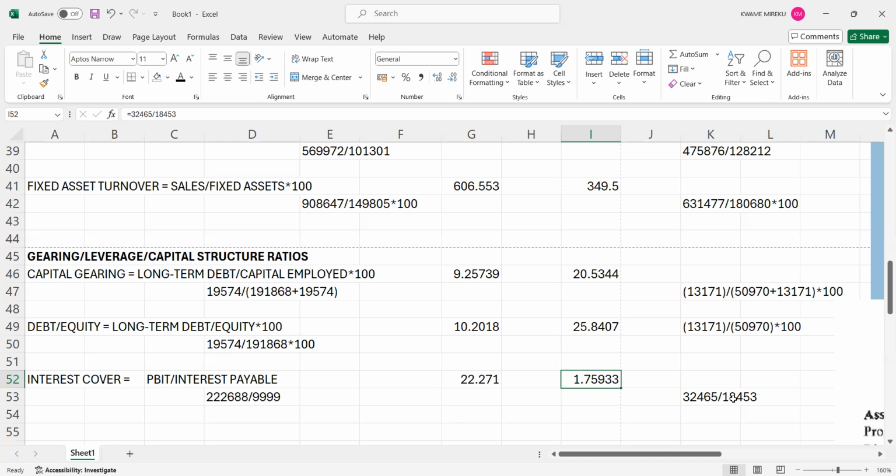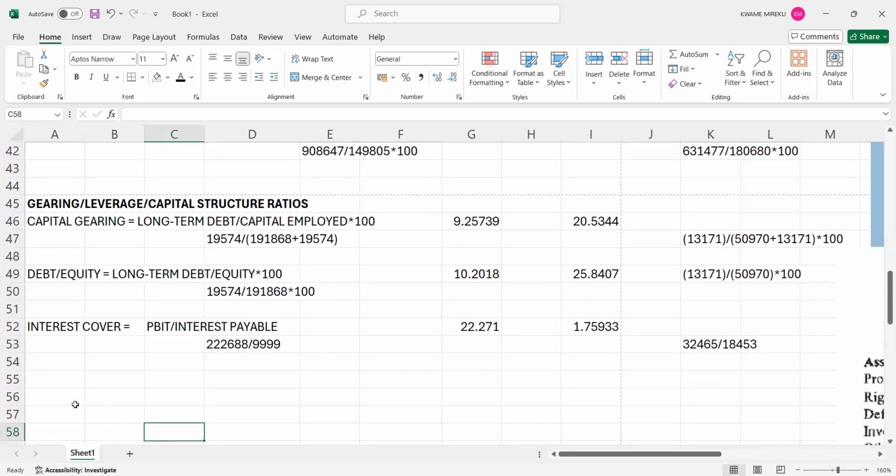Can you check for me the 2022? Is it still 18,453? Okay, the figure is 18,453, that's fine. Did you say the interest should cover within 3 to 7 times? Yes, 7 times is the rule of thumb, but beyond 7 times is good. You're making enough profits. So the 22 is very, very good. You're making enough profits to pay your interest. And that is gearing.